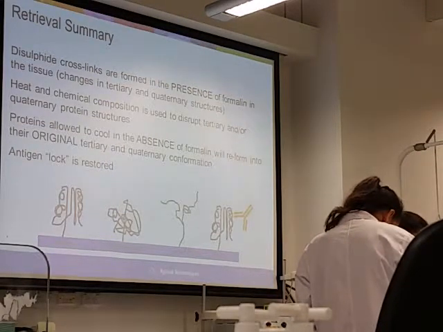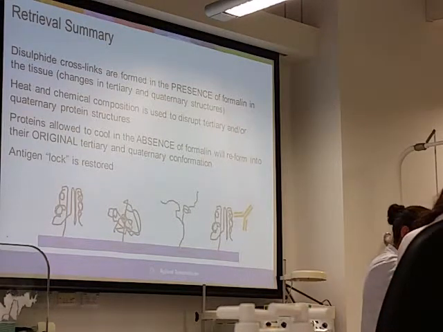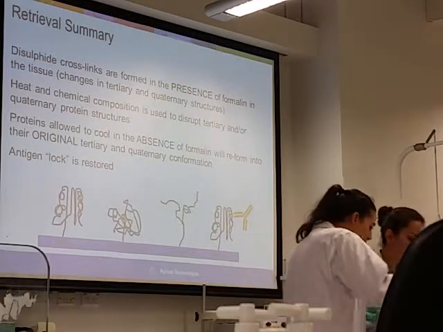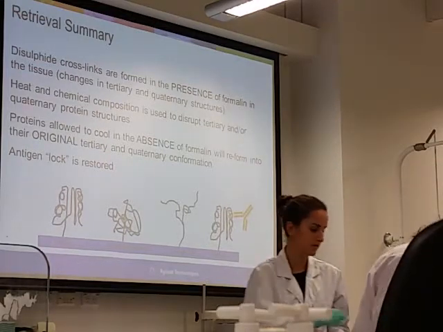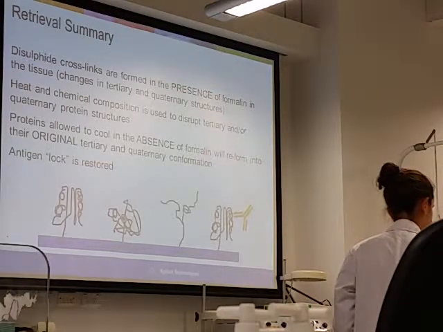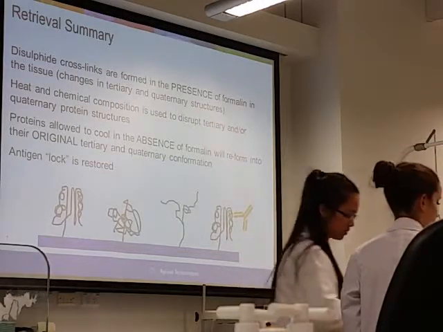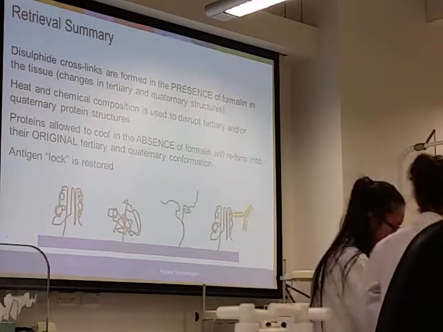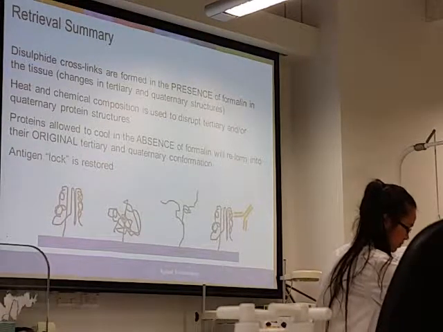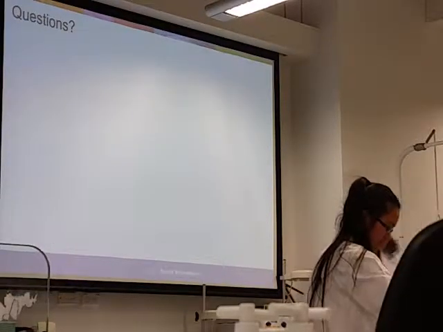So we've got our native protein on the left, and we've got our modified protein in that second squiggle. We know that the heat and chemical composition will change that structure and cause those proteins to become unfolded. Then if we allow those proteins to cool naturally, and because there's no fixative around, they'll actually reform their original shape. And of course, if that original shape is there, then the antibody can bind back to its lock as it did in the first case. Questions?